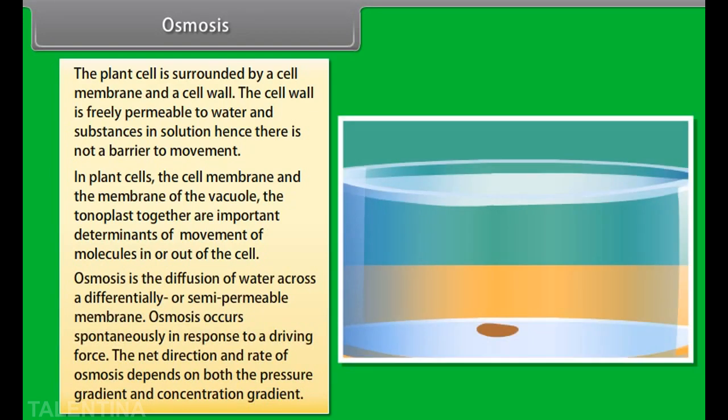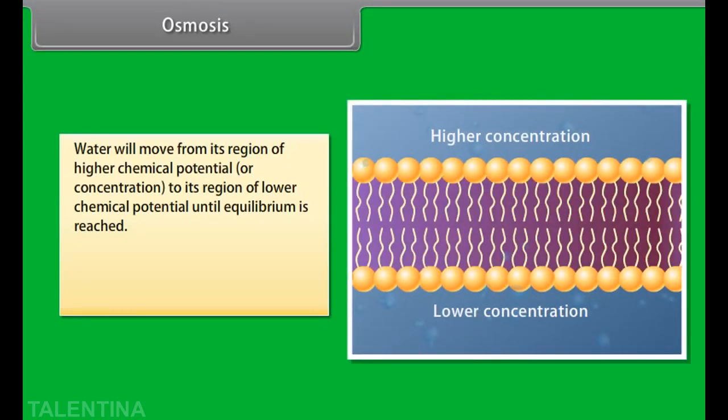Osmosis is the term used to refer specifically to the diffusion of water across a differentially or semi-permeable membrane. Osmosis occurs spontaneously in response to a driving force. The net direction and rate of osmosis depend on both the pressure gradient and concentration gradient. Water will move from its region of higher chemical potential or concentration to its region of low chemical potential until equilibrium is reached. We can better understand it with the help of an experiment.